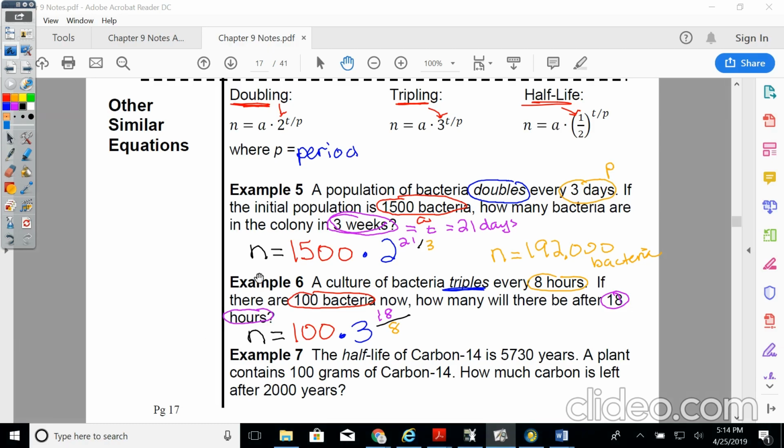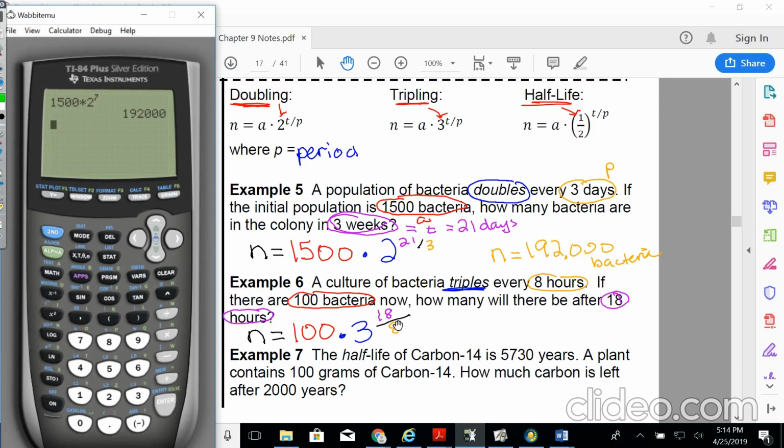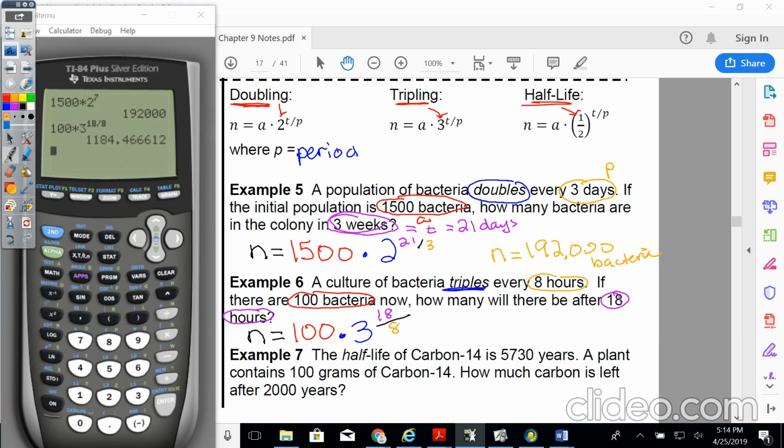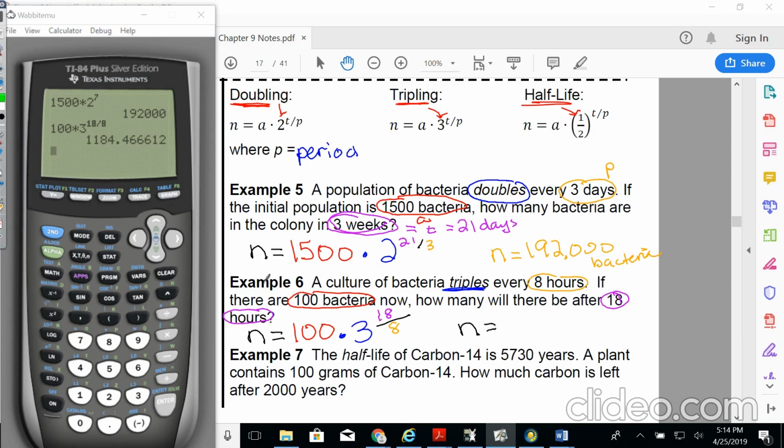I mean, you can reduce this and simplify it, but since we're going to type it in the calculator anyway, we can just leave that as the exponent. 100 times 3 to the 18 over 8. And we get this number for N, but we're talking about bacteria, so we can just round it to the nearest whole number. So 1,184 bacteria.